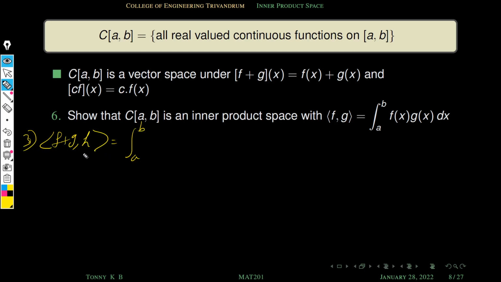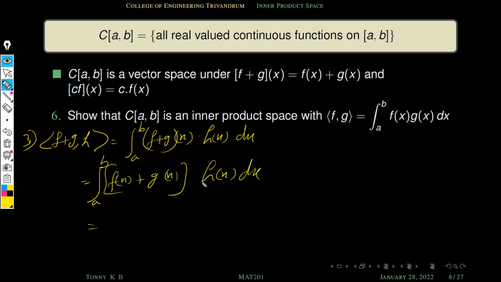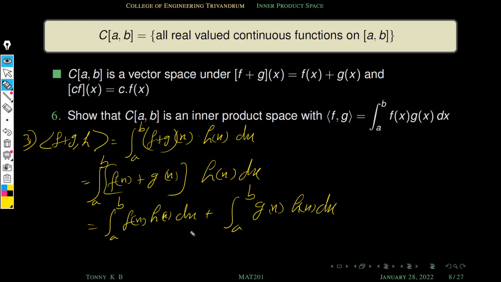So you can easily verify the third property. You consider inner product of f plus g comma h, the distributive property. By definition, this is equal to the integral of f plus g of x into h of x dx. And again, this is equal to the integral from a to b. What is the definition of f plus g? That is f of x plus g of x, into h of x. Next, you expand this bracket and split the integral. So this is f of x into h of x and g of x into h of x. And by definition, what is this? This is inner product of f, h, and this is inner product of g, h. So this is the distributive property of this function.